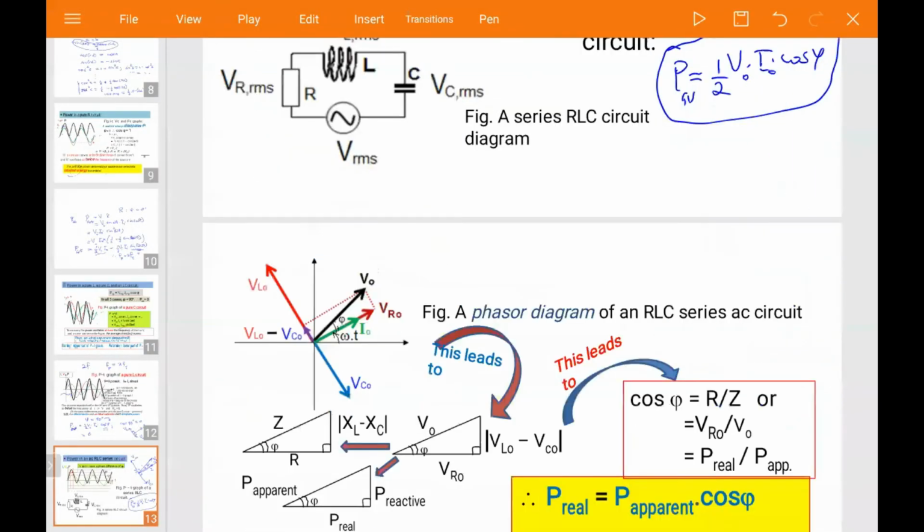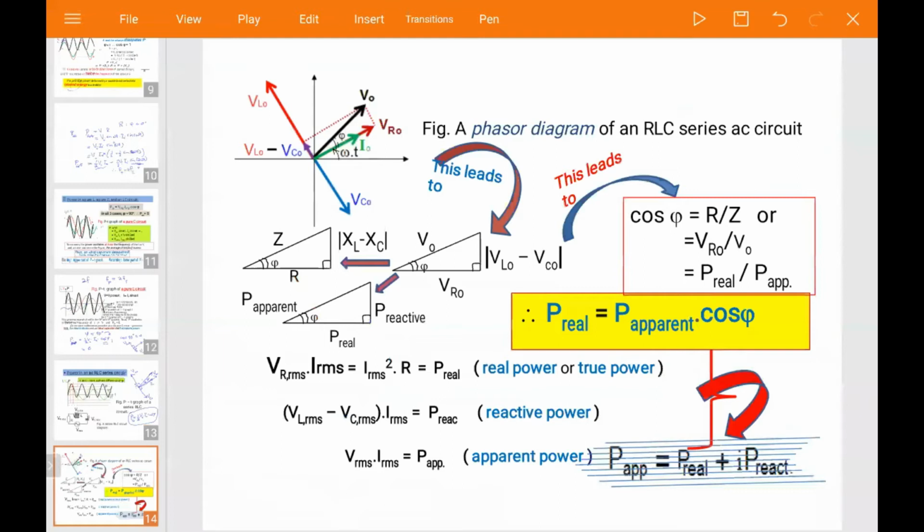So I'm coming to the final stage. This figure is extremely important. It tells you there are 3 types of power. And when you want to get the phase angle, phi, how do you get it? There are 3 equations which you can use. Either you use the oppositions and the resistances or impedance, or you use the peak voltage, or you use the power.